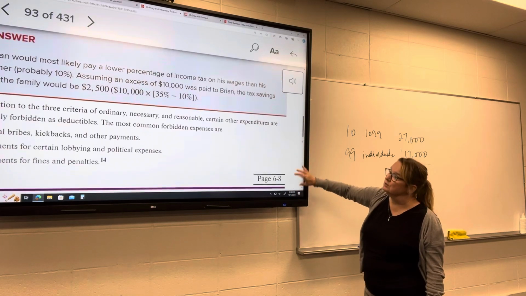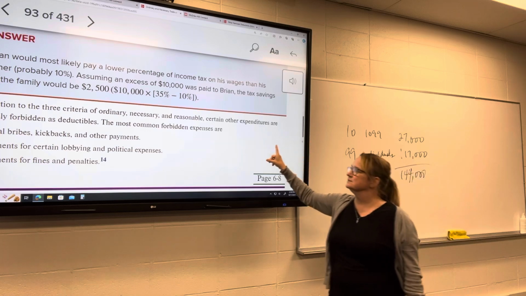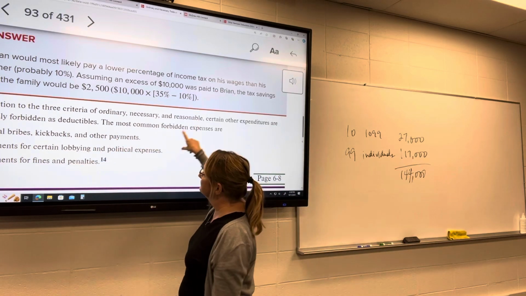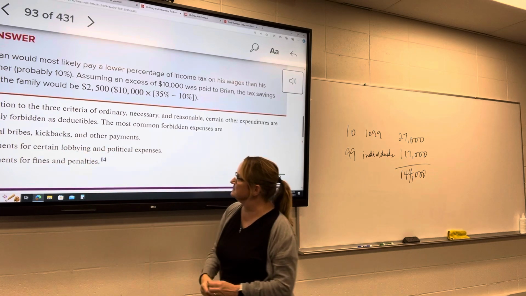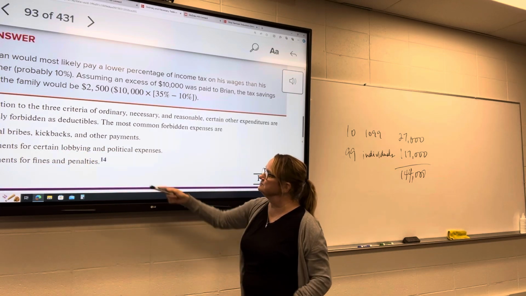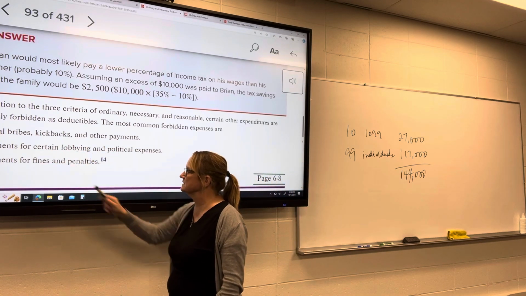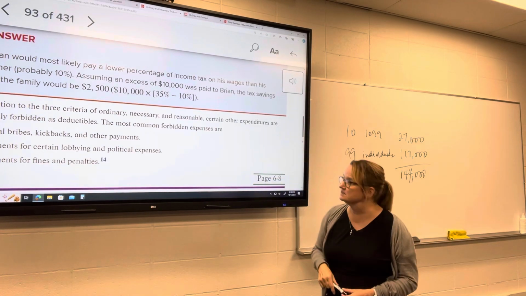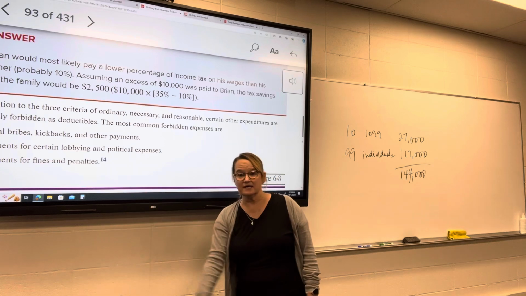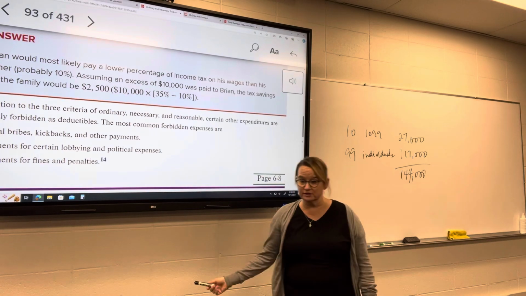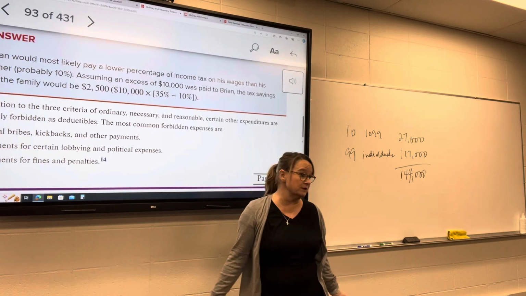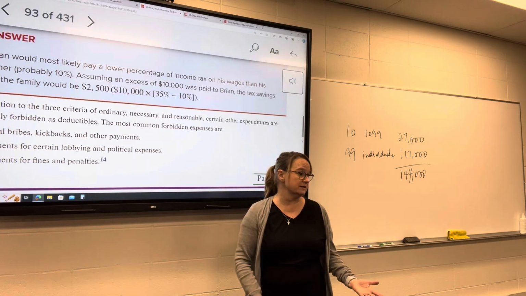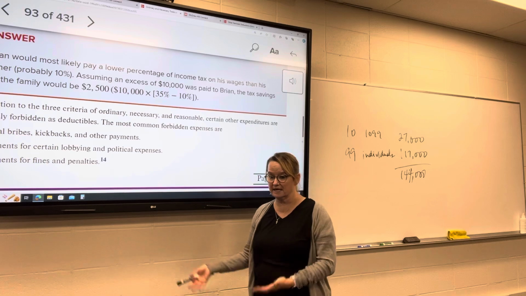Let's see. Also, in addition to this, there are some forbidden expenses. Illegal bribes, kickbacks, and other payments. Payments for lobbying and political expenses, and payments for fines and penalties are not deductible expenses. Illegal bribes and kickbacks, there are some jurisdictions in this world where that would be an ordinary necessary business expense, but you cannot deduct them on the tax return.